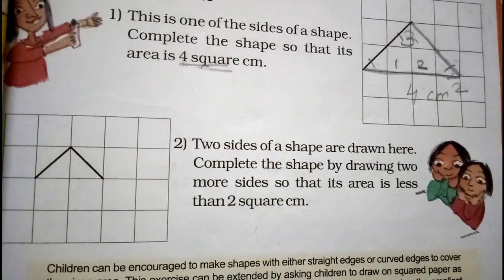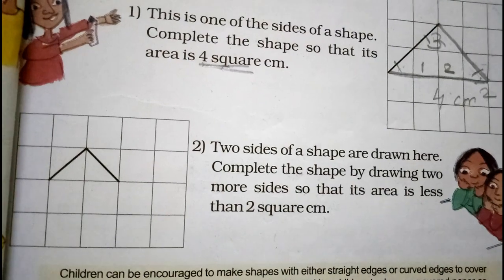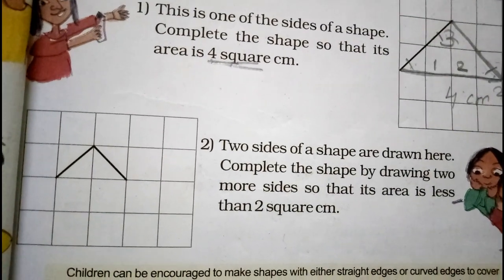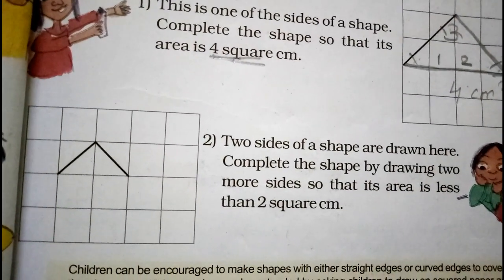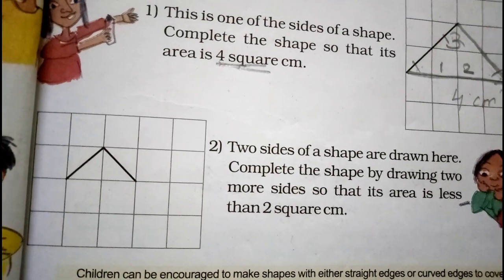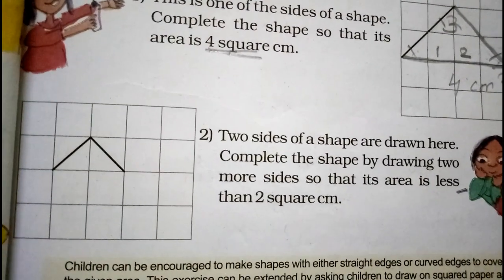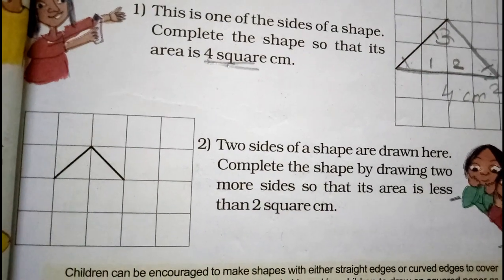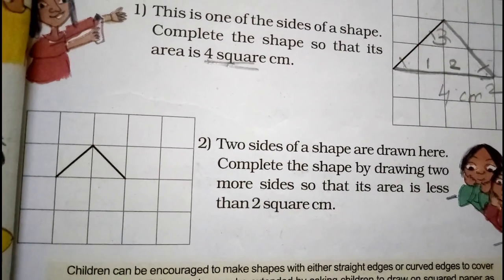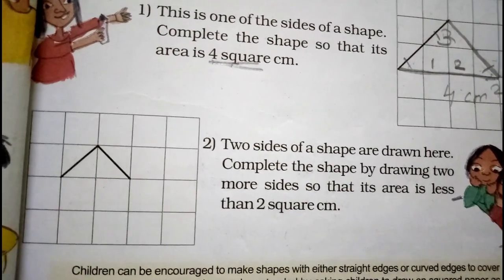2 sides of a shape are drawn here. Complete the shape by drawing 2 more sides so that its area is less than 2 square centimeter. Okay, 2 sides already given. Okay, now what we have to do? Complete the shape by drawing 2 more sides.